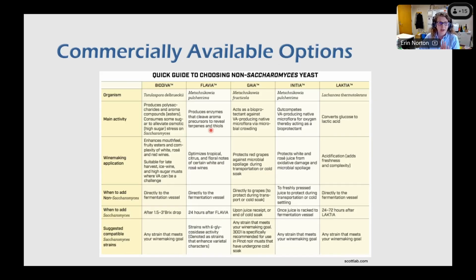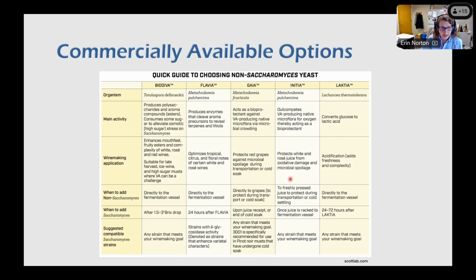So again, these are some of the actual commercially available options from Scott Labs. These are their names: Biodiva, Flavia Gea, Initia, and Lactea. So there's the Torulaspora, the Metschnikowia, there's a different Metschnikowia, another Metschnikowia pulcherrima, and then a Lachancea. Know that they don't necessarily add all of that bioprotection that I showed on the previous slide into their winemaking application or benefits, but know that they can provide some of those benefits. Some of them are here, like protects red grapes. This one protects red grapes against microbial spoilage.